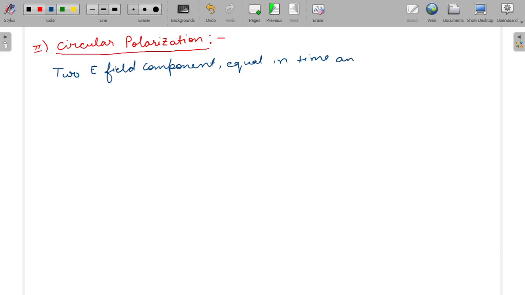Equal in time and out of phase by 90 degrees in time. Oh sorry, here I have written time. This will be equal in amplitude. Amplitude is the same, and the phase difference is 90 degrees, out of phase by 90 degrees in time.